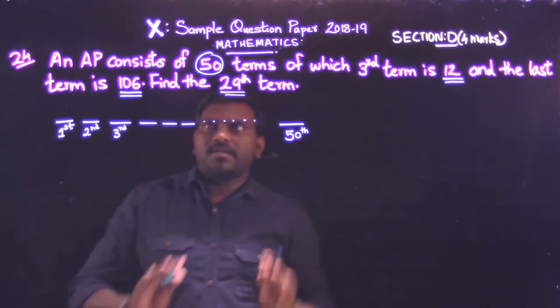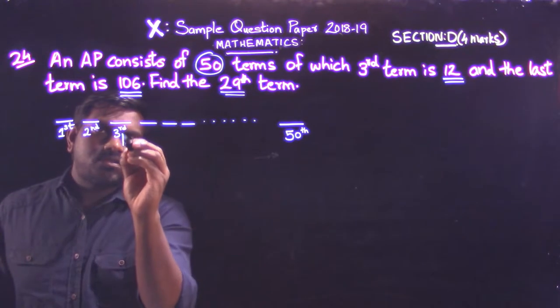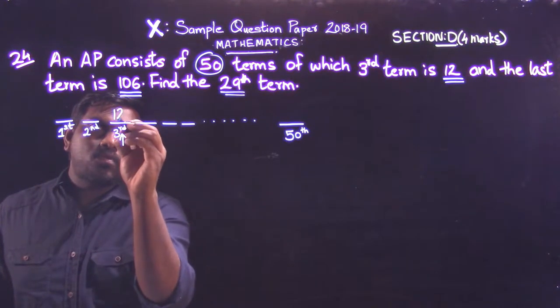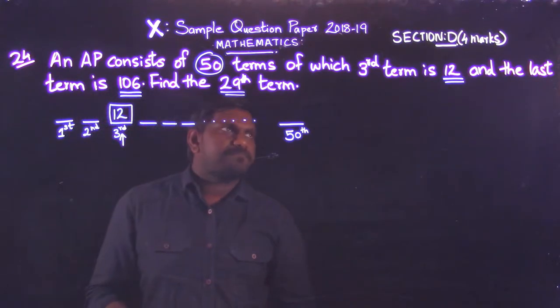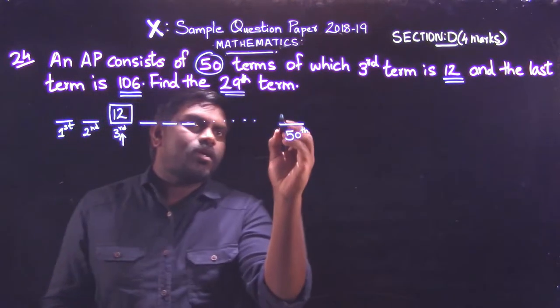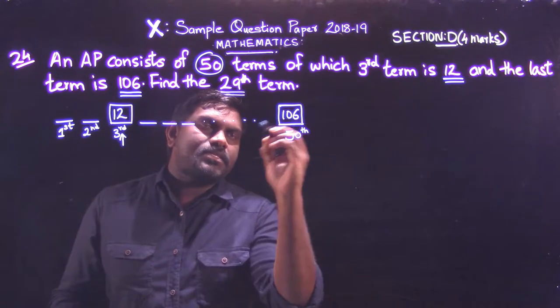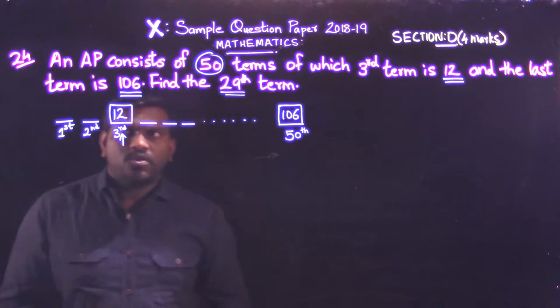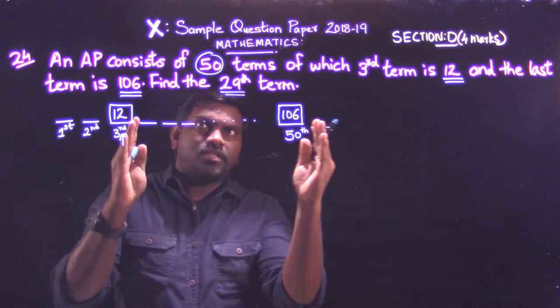So it consists of 50 terms, of which the third term I know is 12. And the last term is 106. Yes, 106. So you have 50 terms.